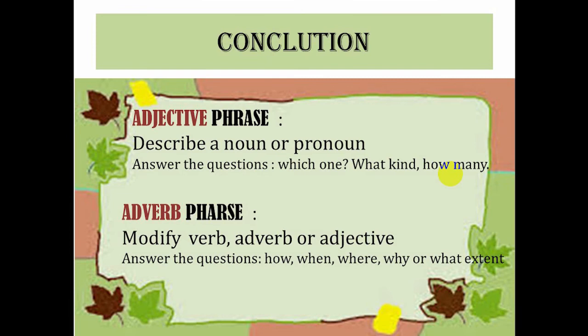Kemudian juga adjektif. Jadi kesimpulannya, kalau adjective phrase biasanya menjelaskan tentang noun atau pronoun, sedangkan adverb phrase biasanya yang dijelaskan itu kebanyakan kata kerja atau mungkin kata keterangan dan kata sifat. Jadi Anda harus bisa membedakan. Okay, do you get it? Now we go on to the next screen. It is about practice, okay?